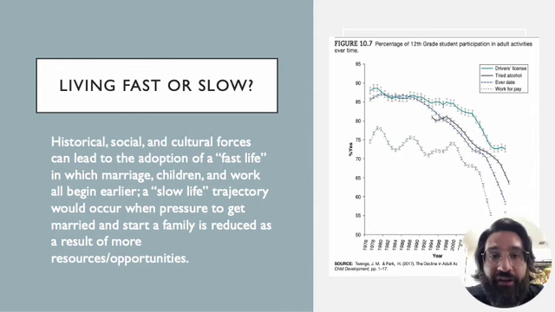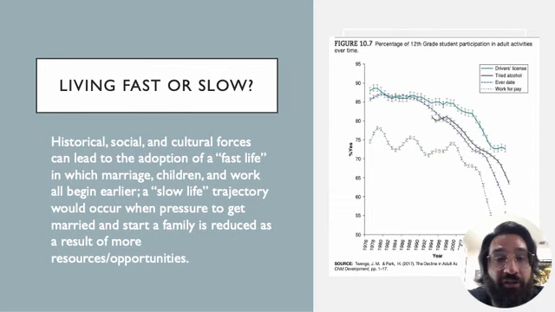And so some other interesting things as we're closing out this lecture today. Historical, social, and cultural forces can lead to the adoption of a quote-unquote fast life, in which marriage, children, and work all begin earlier, or a quote-unquote slow life trajectory, which would occur when pressure to get married and start a family is maybe reduced as a result of more resources or opportunities.